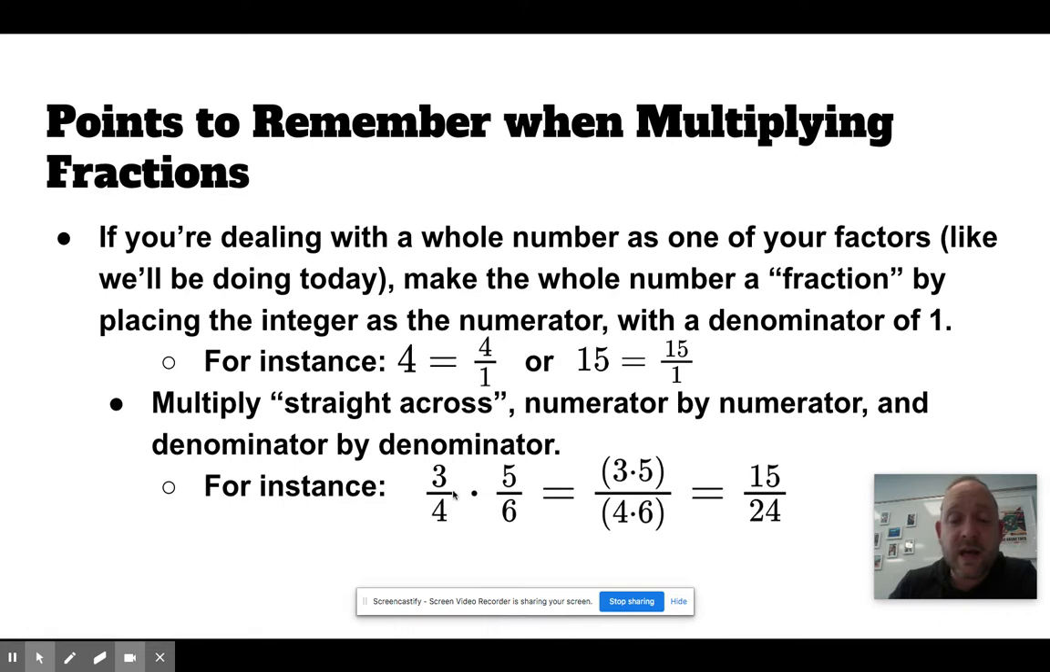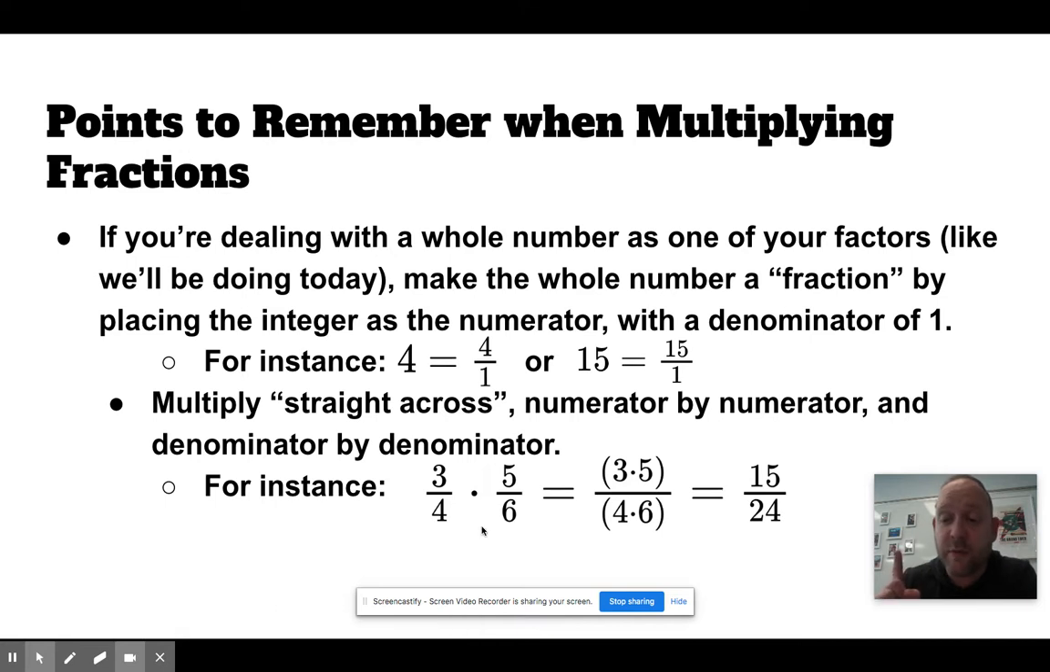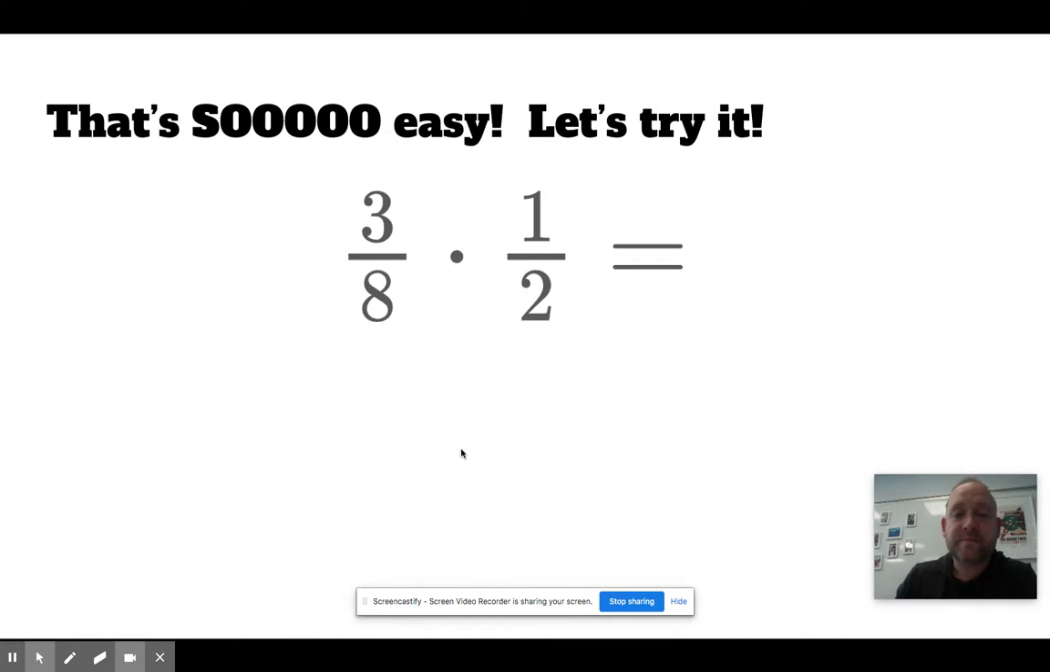Now today, you're not going to have to deal with anything this hard because one of your denominators is always going to be the number 1, which is easy to deal with. All right. So, super easy, right? Let's give it a try. Let's try it with me one time, and then I'm going to have some guided practice below.